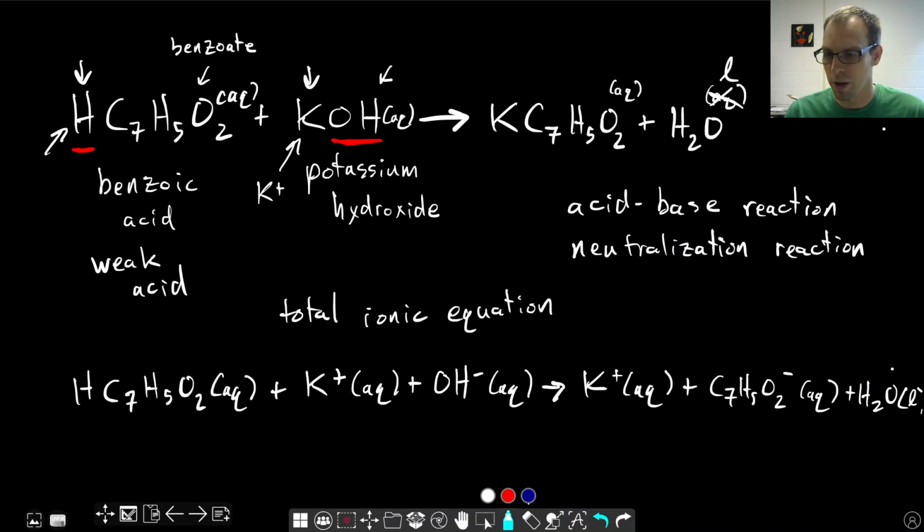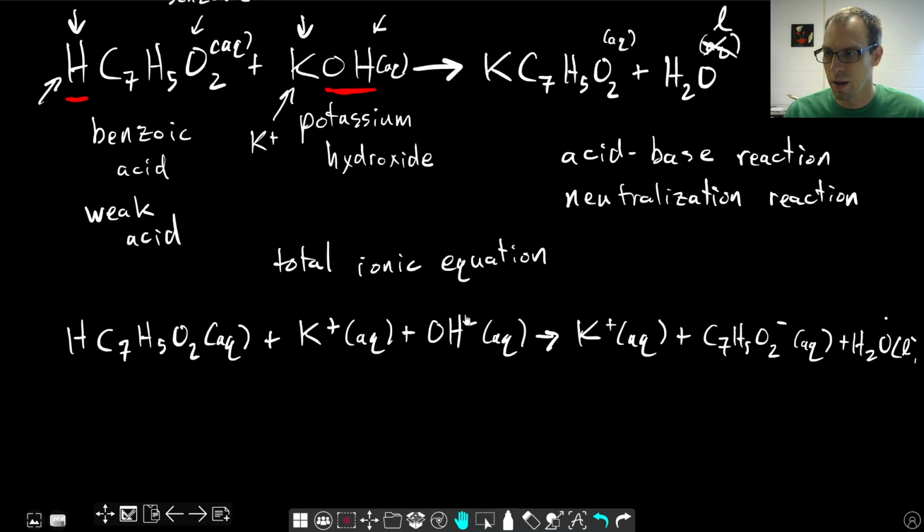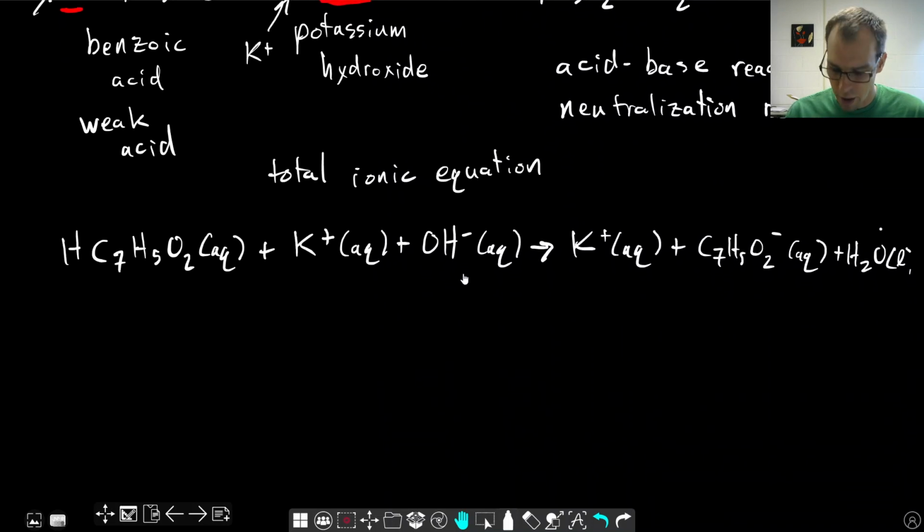Okay, so we've got our total ionic equation here. Then we can identify the spectator ions. We have K plus, it's a spectator ion, so that will be eliminated in the net ionic equation, and that's the only one in this case. And that's the main difference: because we have a weak acid, this benzoic acid over here doesn't dissociate.